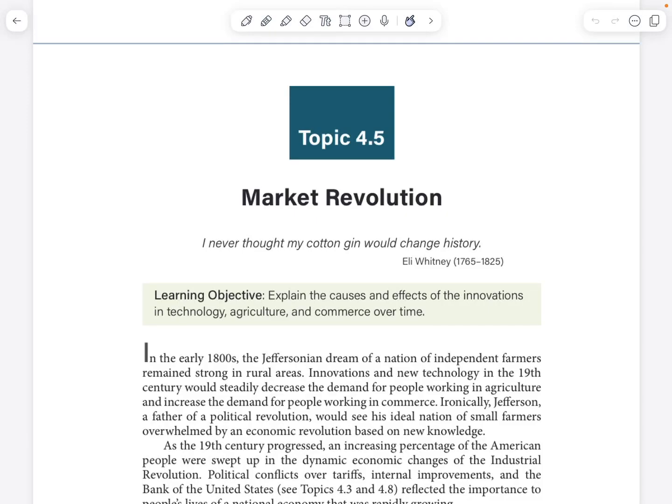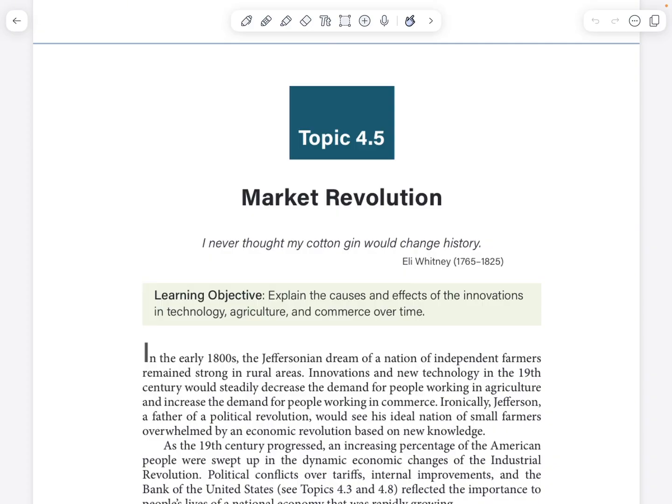Topic 4.5 Market Revolution. I never thought my cotton gin would change history. Eli Whitney, 1765 to 1825. Learning objective: Explain the causes and effects of the innovations in technology, agriculture, and commerce over time.